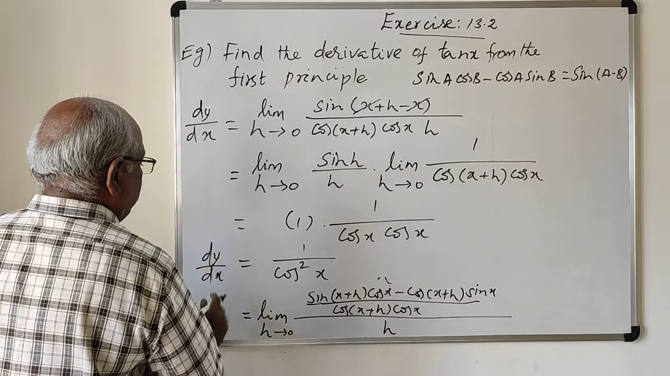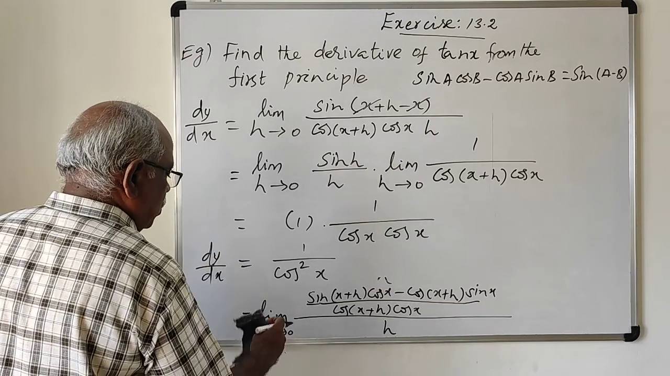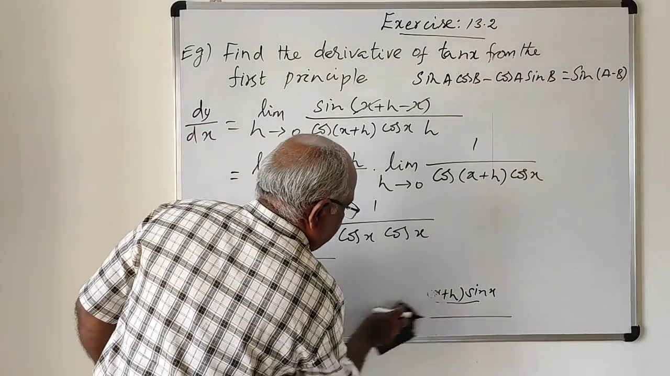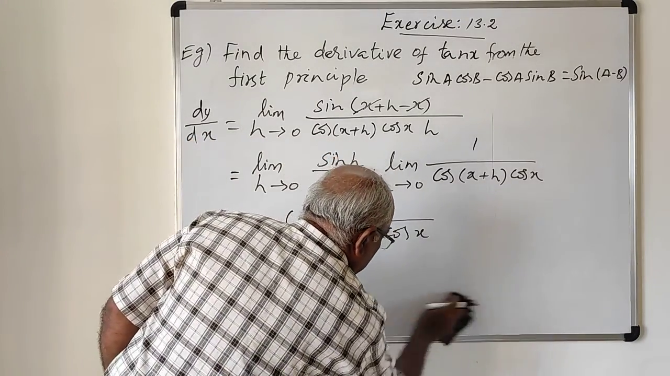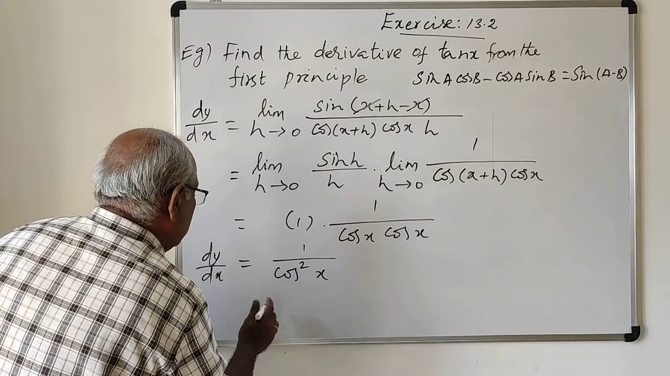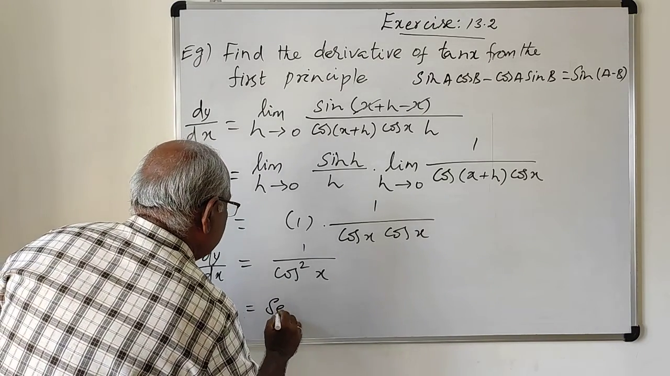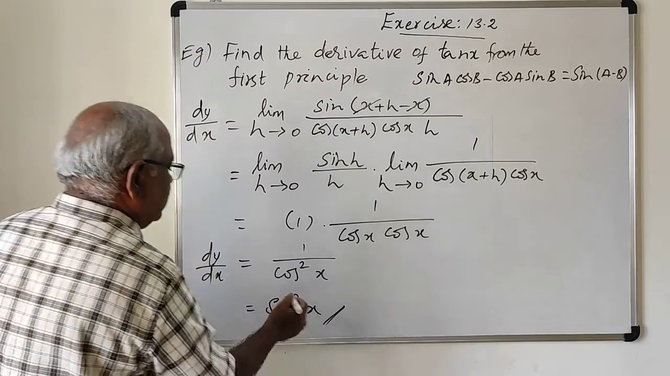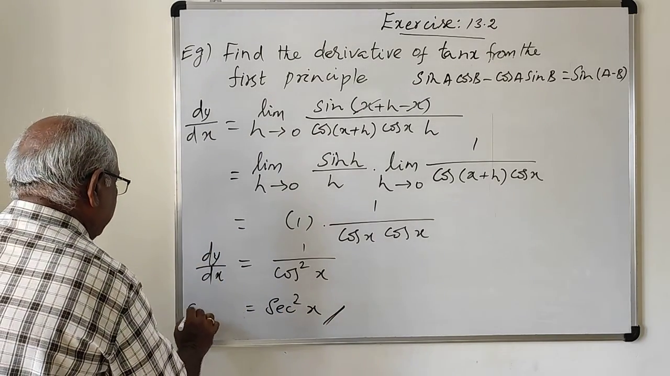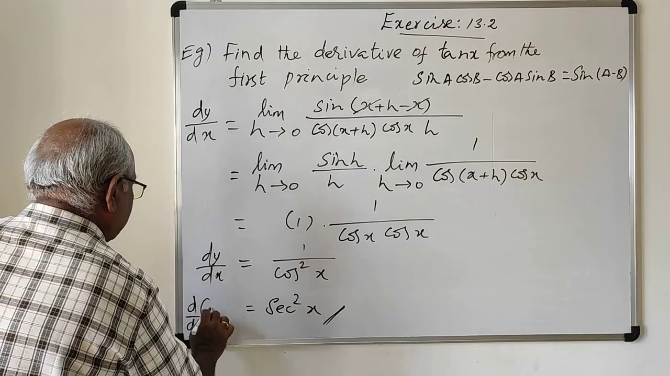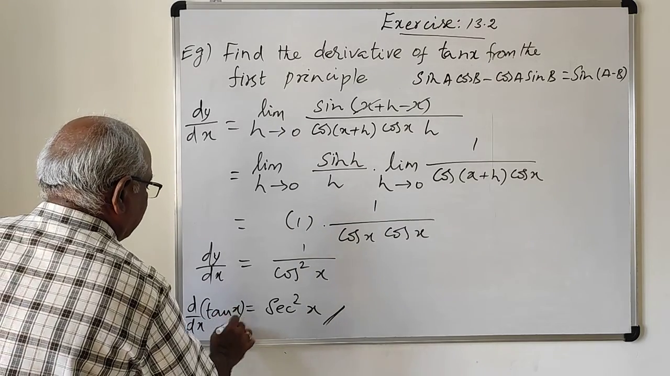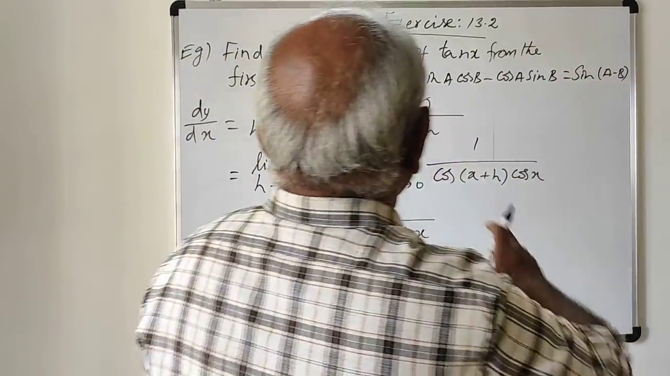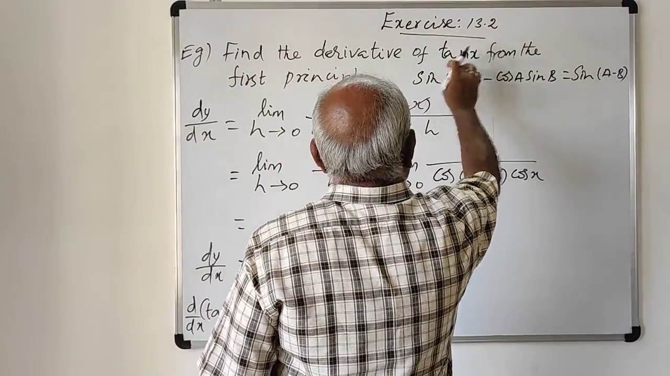derivative of tan x is 1 by cos square x, or nothing but, 1 by cos is secant. Therefore, this is secant square x. By trigonometry this is secant square x. So the derivative of tan x is secant square x. d by dx of tan x is secant square x. That's our result. This is the derivative of tan x from the first principle.